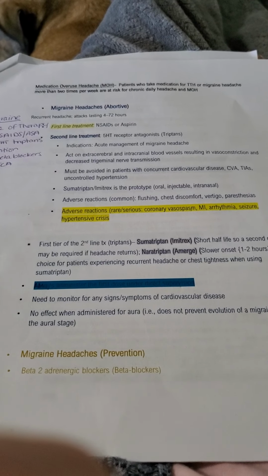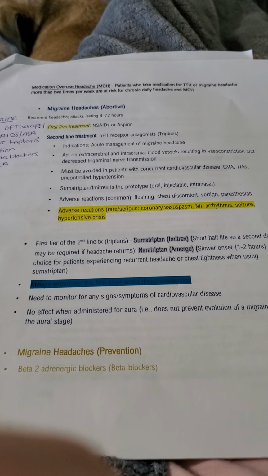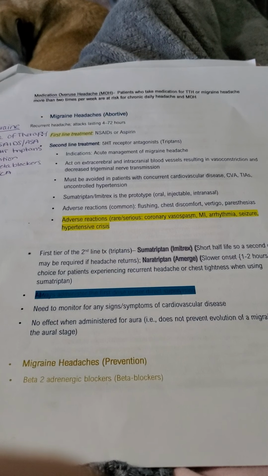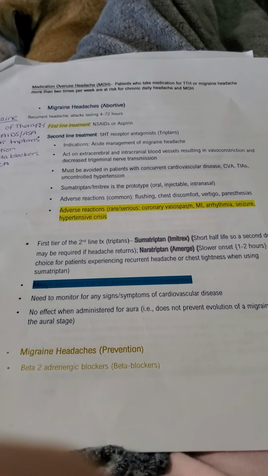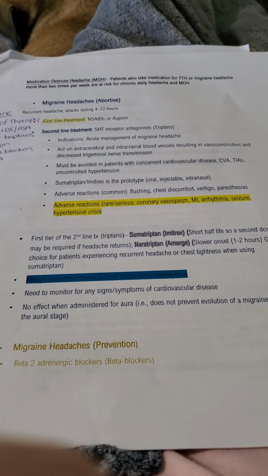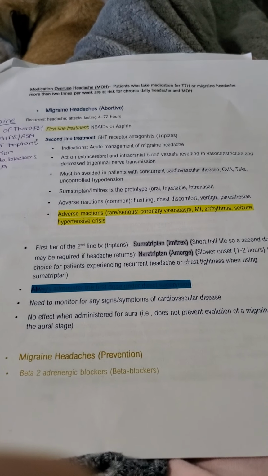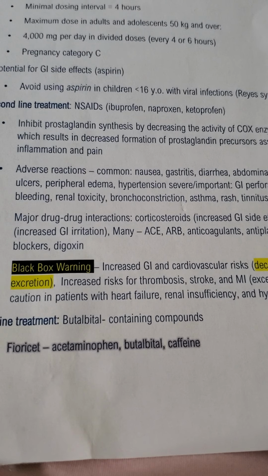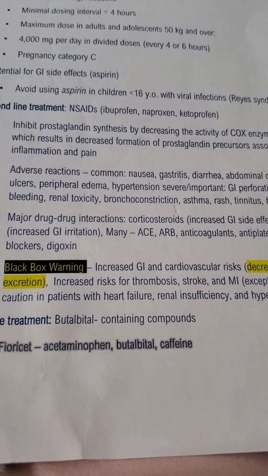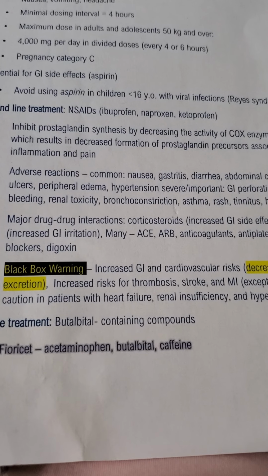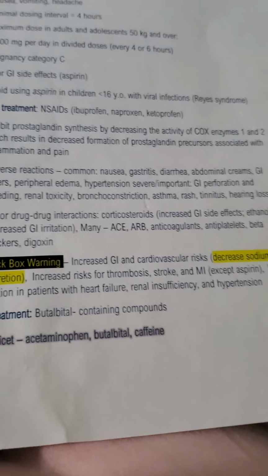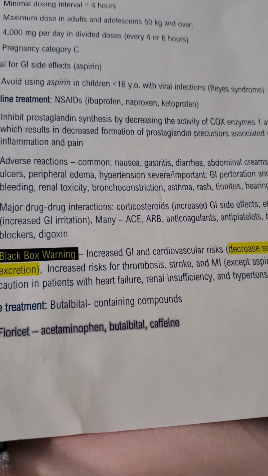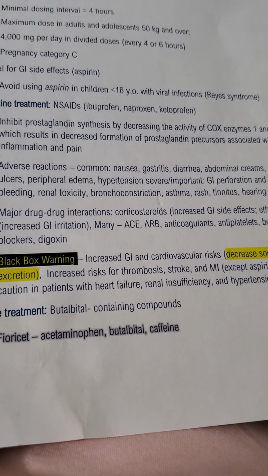Migraine headaches. For migraine headaches, we have the lines of therapy of 1, NSAIDs or aspirins, and 2, 5-HT triptans. For prevention, there's beta blockers and TCAs. First line treatment, NSAIDs or aspirins. As discussed previously, NSAIDs inhibit the prostaglandin synthesis by decreasing the activity of the COX enzyme 1 and 2, which results in decreased formation of the prostaglandin precursor associated with inflammation and pain.